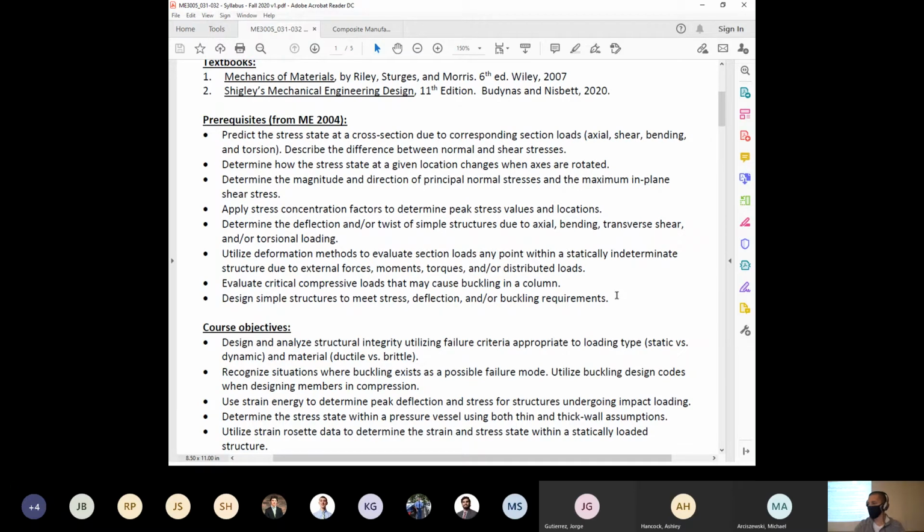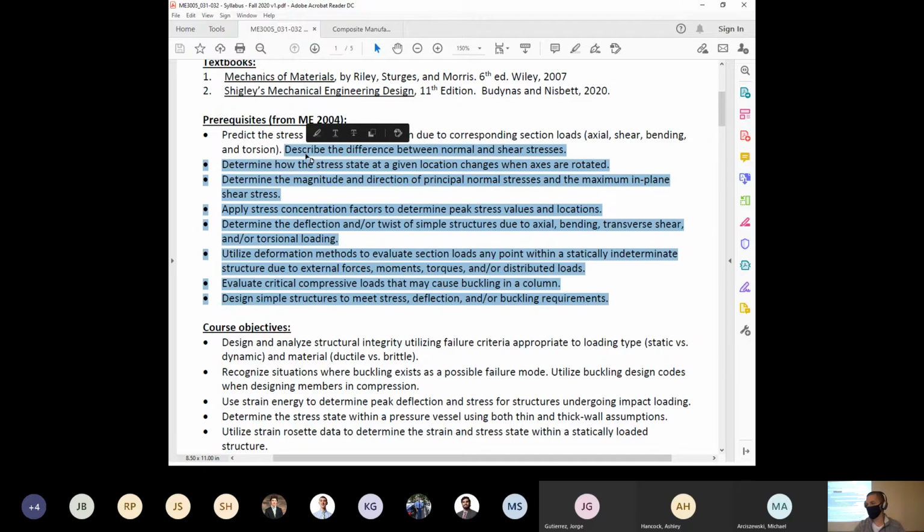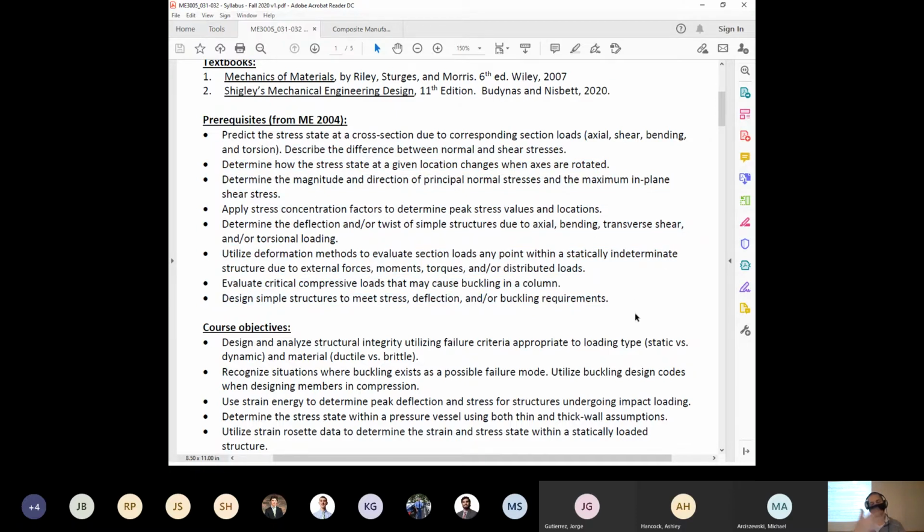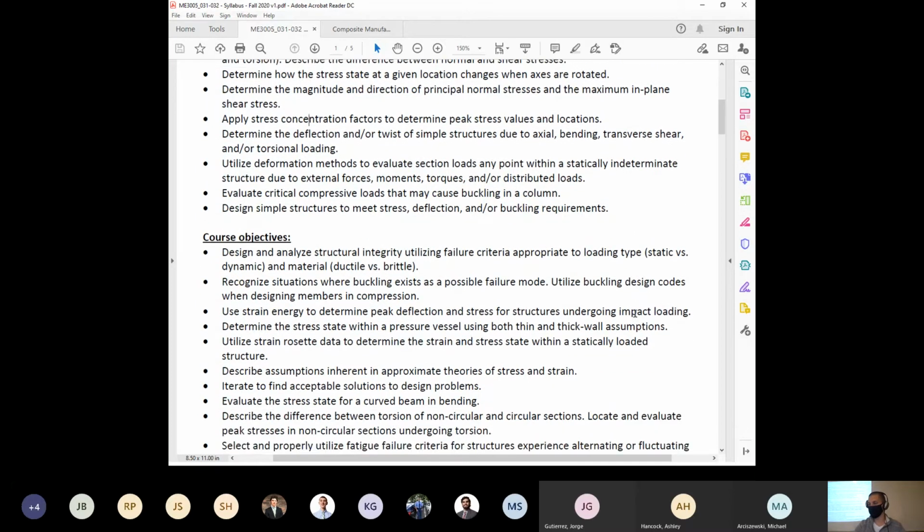Okay, so these are the prerequisites or things you should have learned in 2004. You can make your way through that and look at that, and if you're shaky on a few of those topics, hopefully don't worry too much. I'll try to provide good foundation for those things as we move forward.